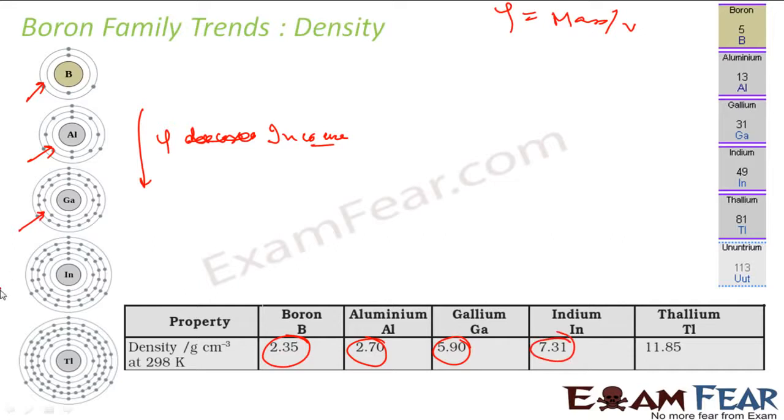Indium increased to 7.31, and thallium is 11.85, increasing further. So as you go down, the density increases. Why? Because the mass increases a lot. If you compare boron, the atomic mass was almost 10, actually, and it just doubles. For the next element it was 26, 62, and this is 98. So really the mass is increasing vigorously, and volume is also increasing, but not that much, right? So the mass by volume is increasing, so the density is also increasing as we go down the group.